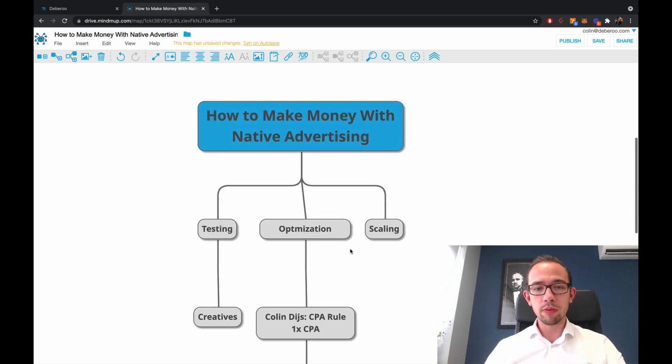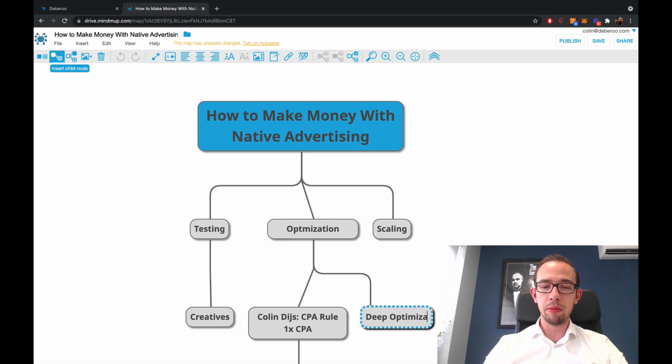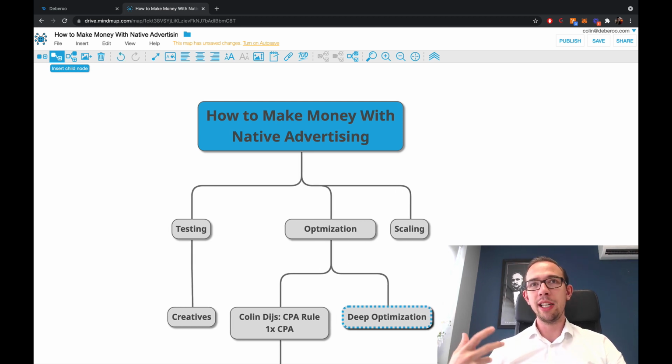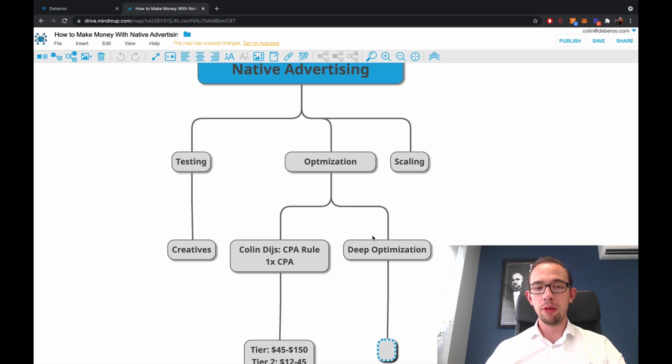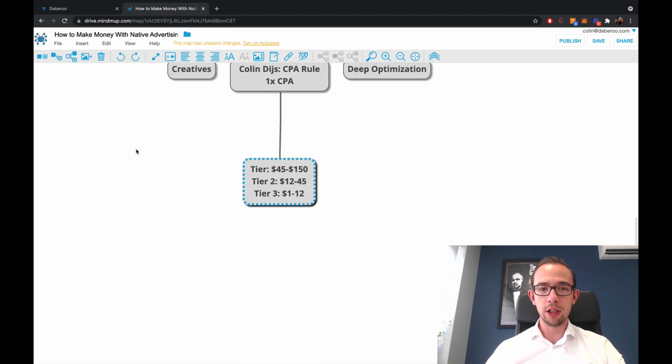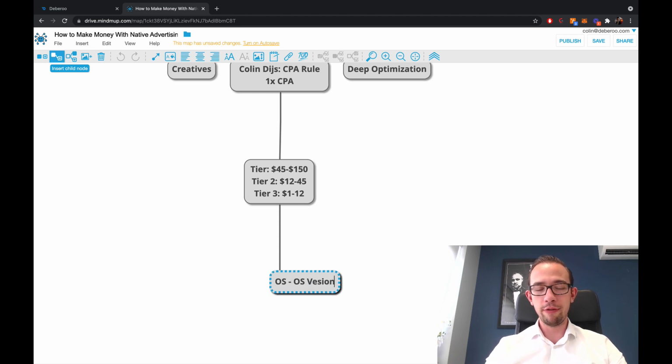Okay. Then we have another option, which we call deep optimization, which is an additional step as soon as the widgets have been completed, because we have other metrics. Well, let me continue here first. So operating system and operating system version are quite important. Usually they'll have additional results.